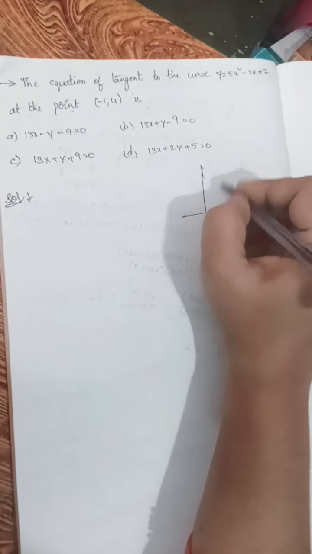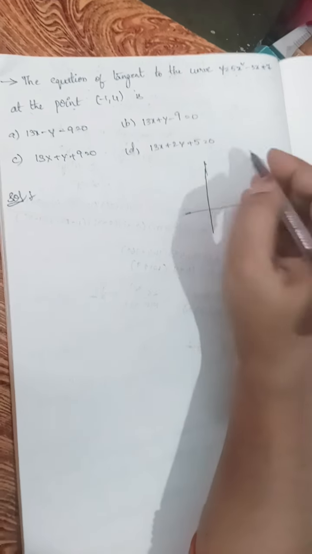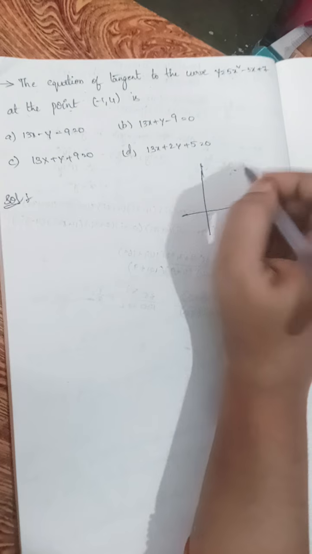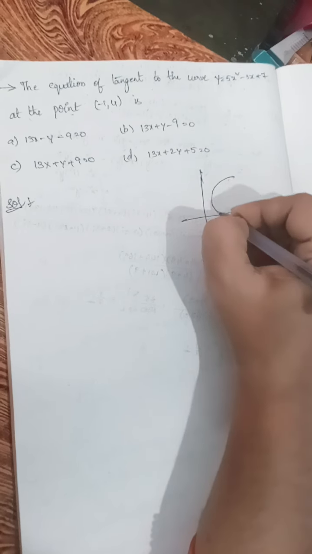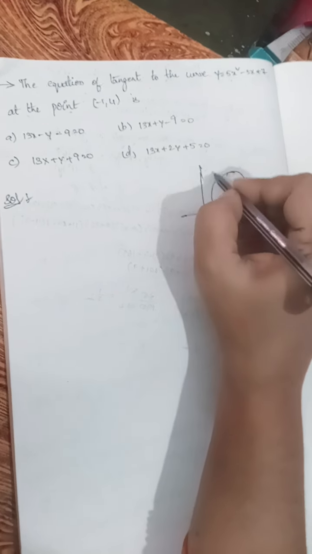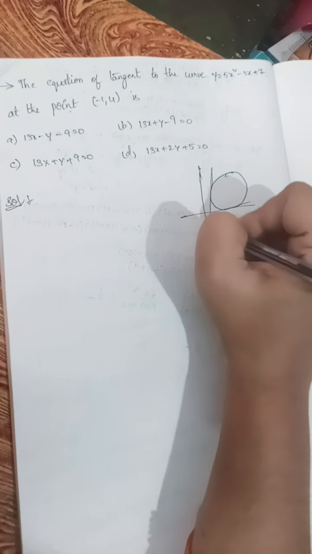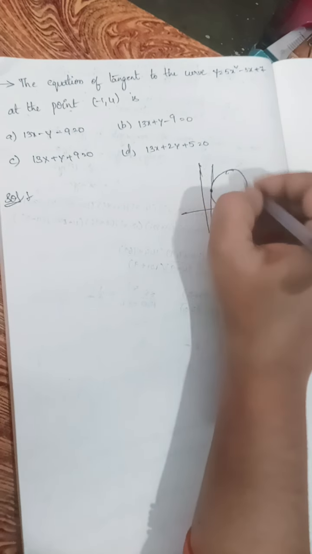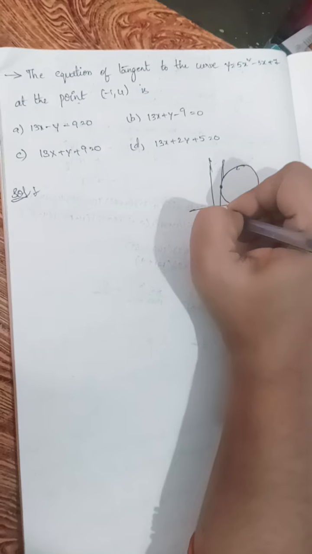That means if you take the coordinate axis and you take any curve, and our circle is also a curve, no? If one tangent is touching it, this is the common point for both the circle and this tangent line, right? So this is the point which is common to both the equation of the curve and also the tangent line.